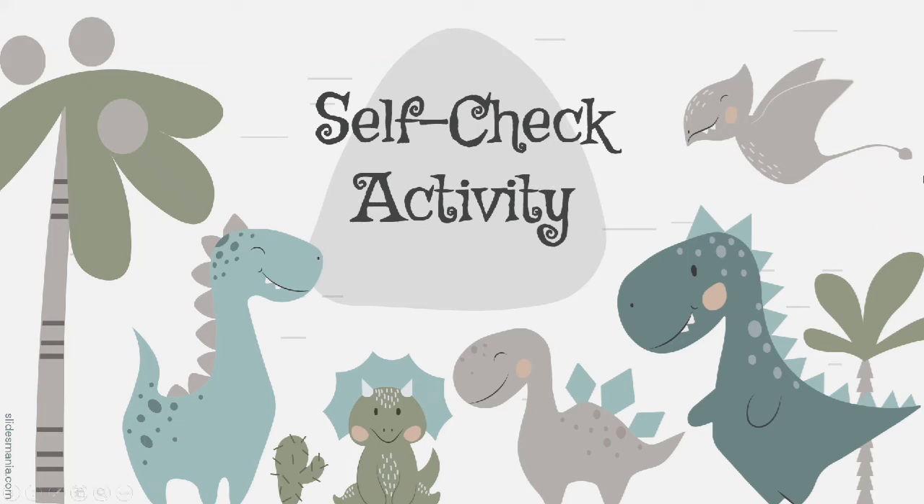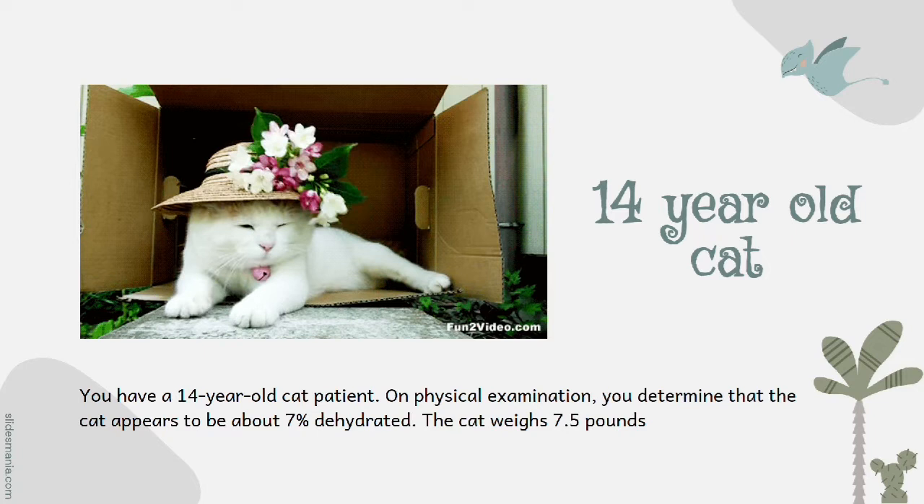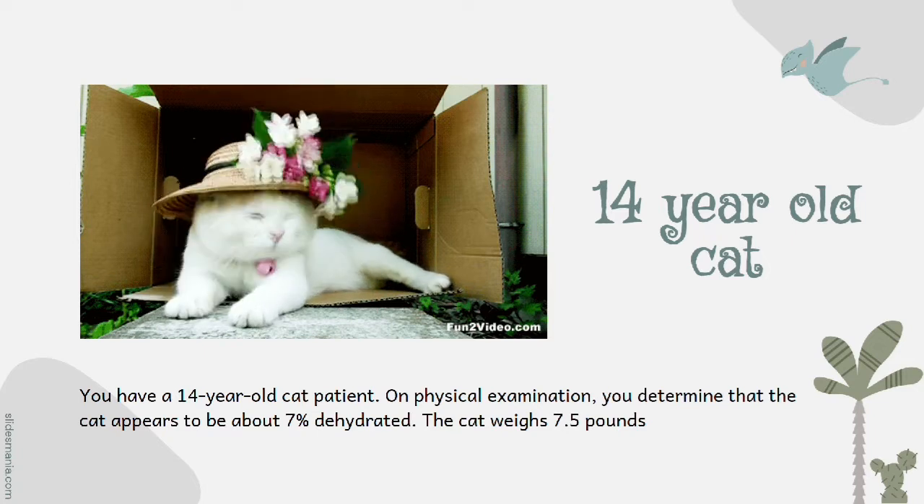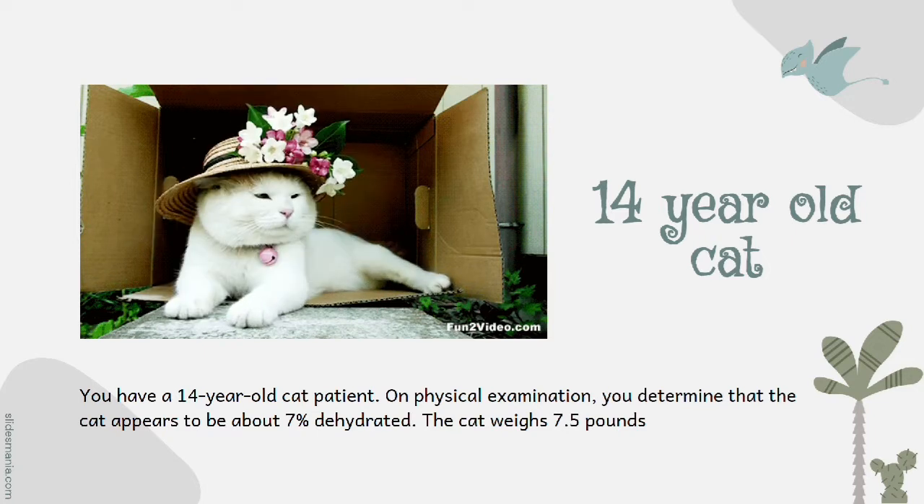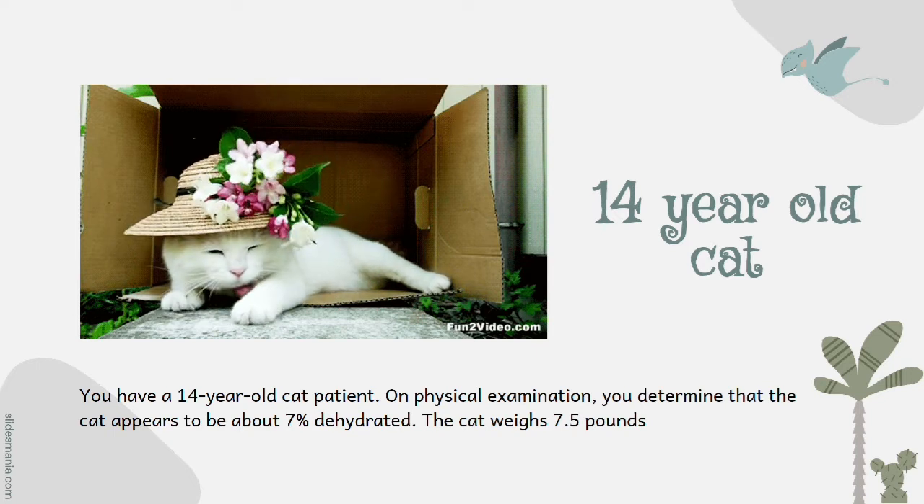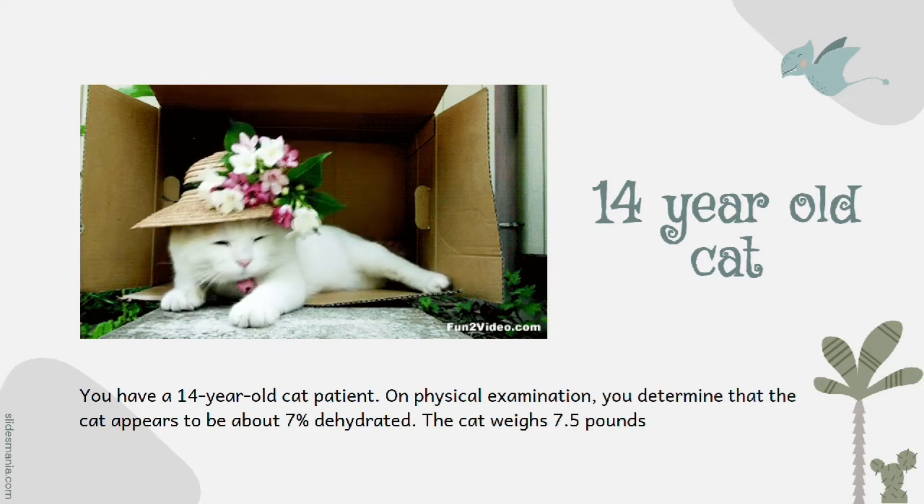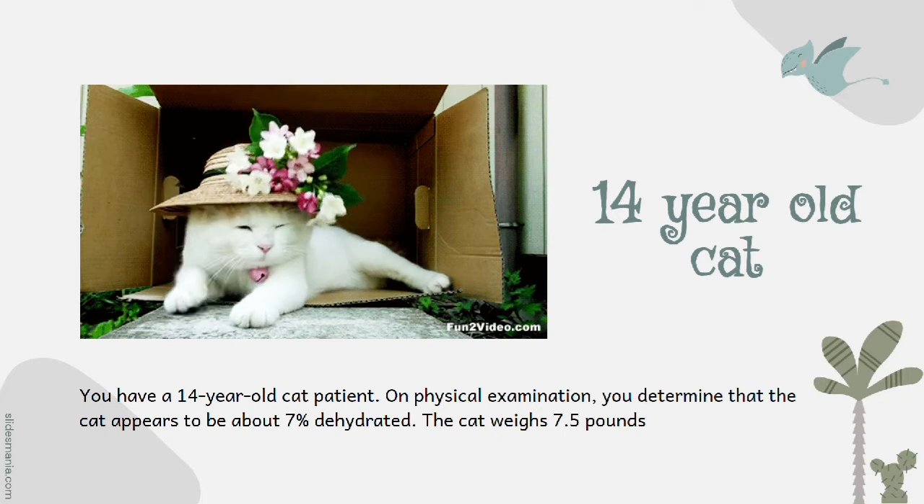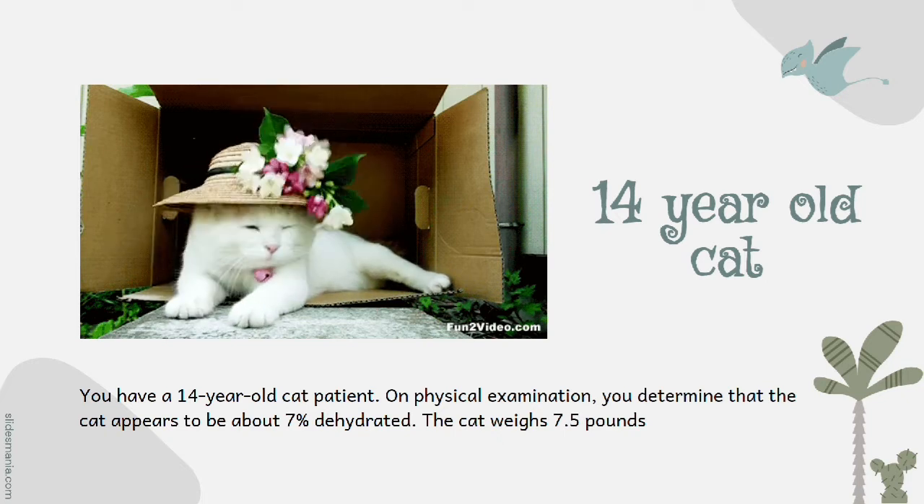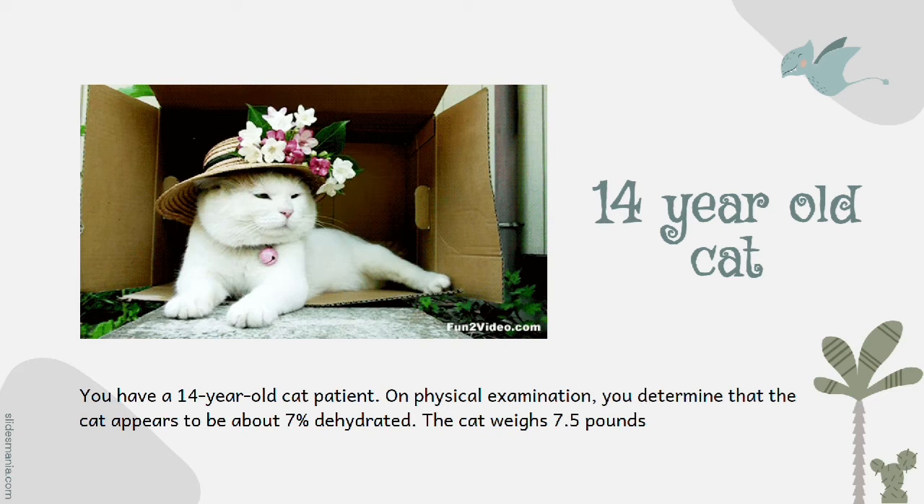Self-check activity. You have a 14-year-old cat patient. On physical examination, you determine that the cat appears to be about 7% dehydrated. The cat weighs 7.5 pounds. Your supervisor has provided a helpful step-by-step worksheet for you.